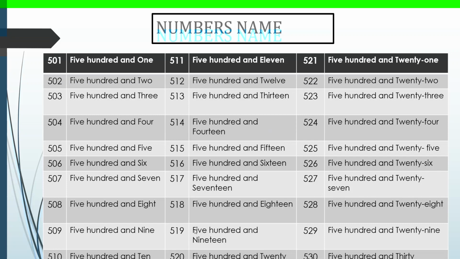We count the numbers from 511 to 520. Who can count the numbers from 511? 511, 512, 513, 514, 515, 516, 517, 518, 519, 520. Yes, it's correct counting from 511 to 520.